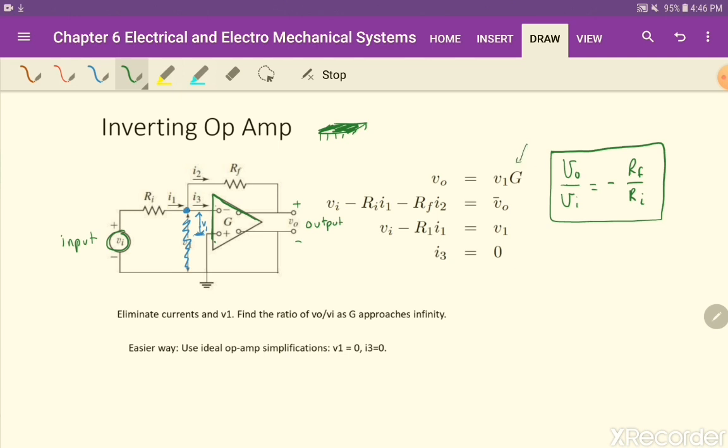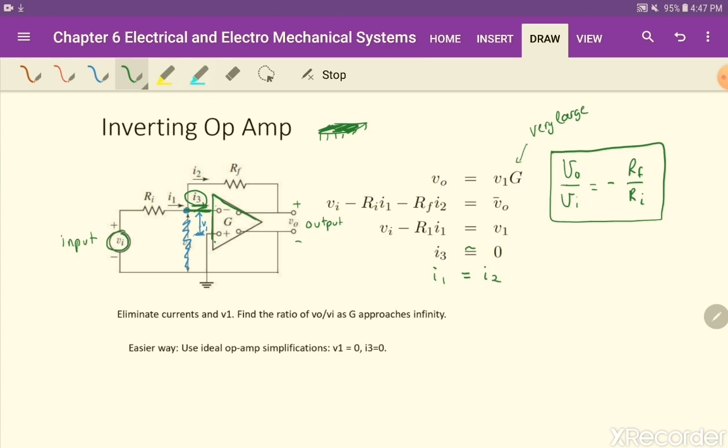G, for a typical op-amp, is a very, very large number. So how does it work? For an op-amp, the current that goes into the op-amp, I3 right here, is nearly equal to 0. It doesn't take any current in. What that means is that I1 going into that node is equal to I2 plus I3, but with I3 being 0, I1 is equal to I2.